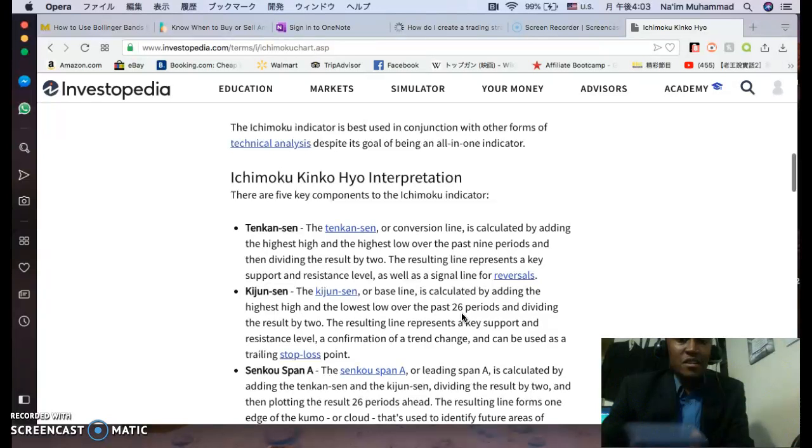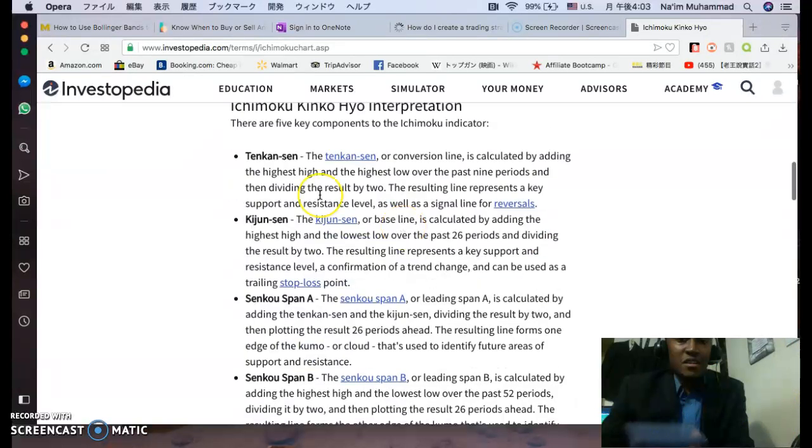It's calculated by adding the highest high and the highest low over the past 9 periods, and then dividing the result by 2. It says that the resulting line represents a key support and resistance level, as well as a signal line for reversals. So that's essentially what the Tenkan Sen is. It gives us that sort of equilibrium in the market. So it's just a conversion line.